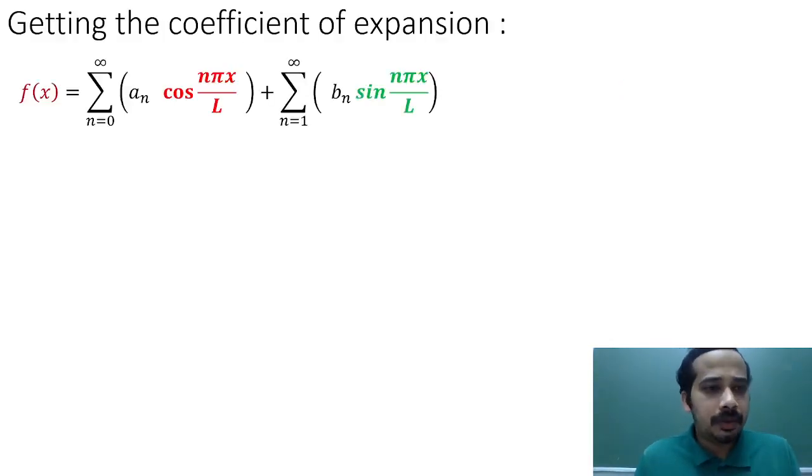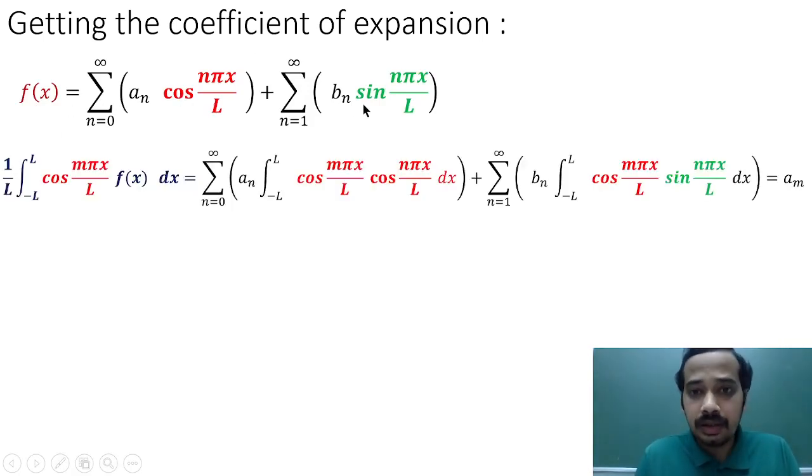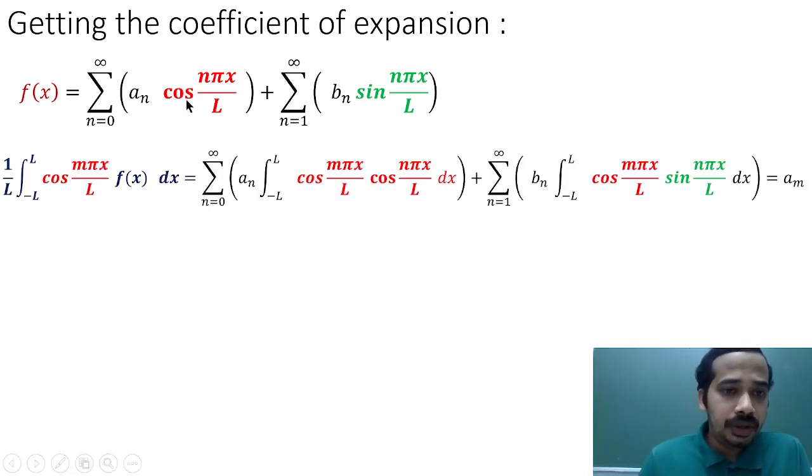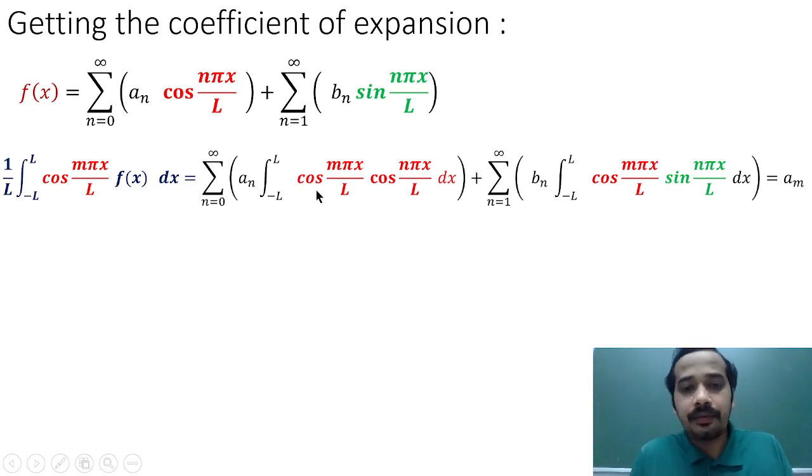Getting the coefficient of expansion. Once you write a general function as a linear combination of these cosines and sines in the region minus L to plus L, to get a_n, we multiply by cos(m pi x/L) and integrate from minus L to plus L, placing the factor 1/L here, and we exploit the orthonormality relation.